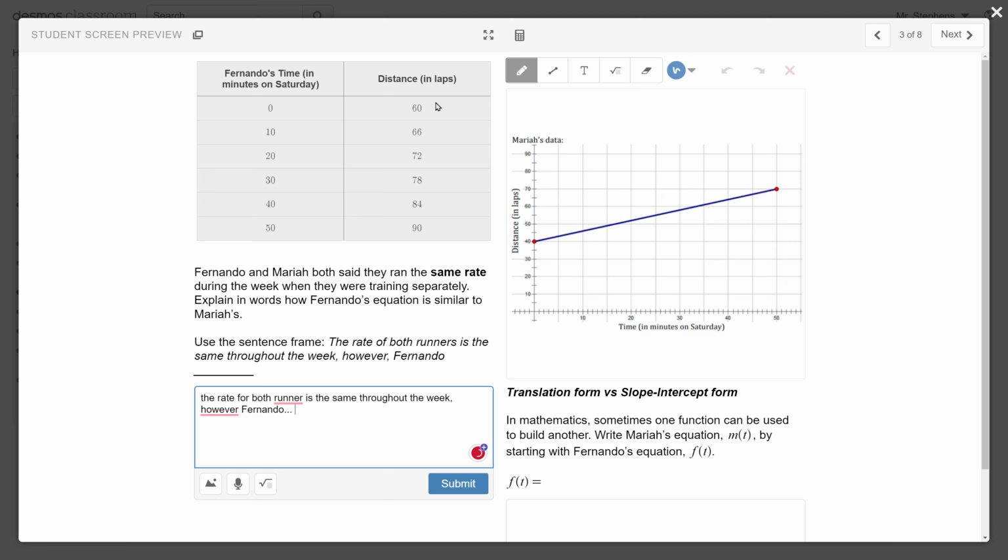How can Fernando cover more distance if he's running the same rate? He ran 60 laps, she ran 40. Even though they're both saying they're running the same speed, the same rate, that means that Fernando must have run for more time. There's no way to make that happen if they have the same rate.